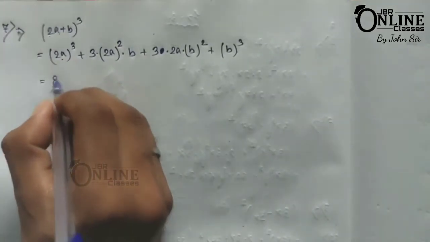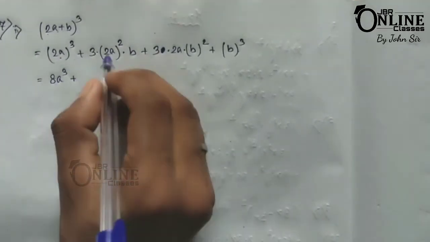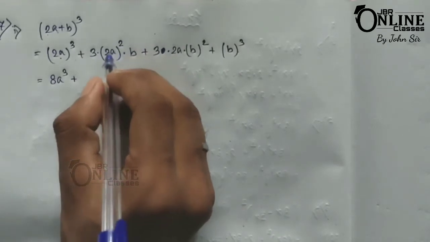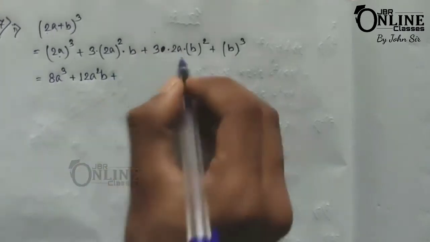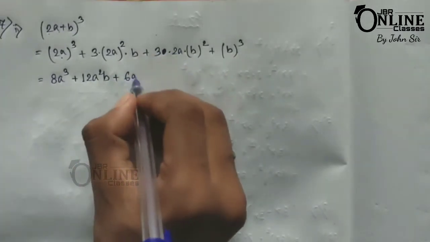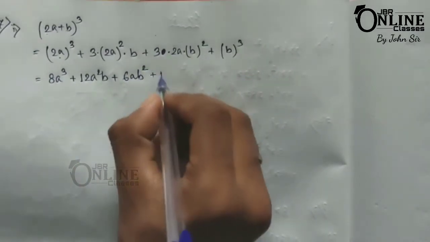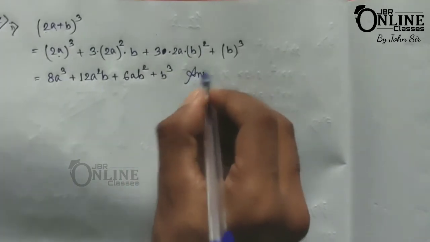So here 2a cube means 8a cube, and here 2 square means 4, so 4a square. Now 4 into 3, that equals 12, so 12a square b. Here 3 into 2, 6, 6ab square, and last one is b cube. So that is the answer.